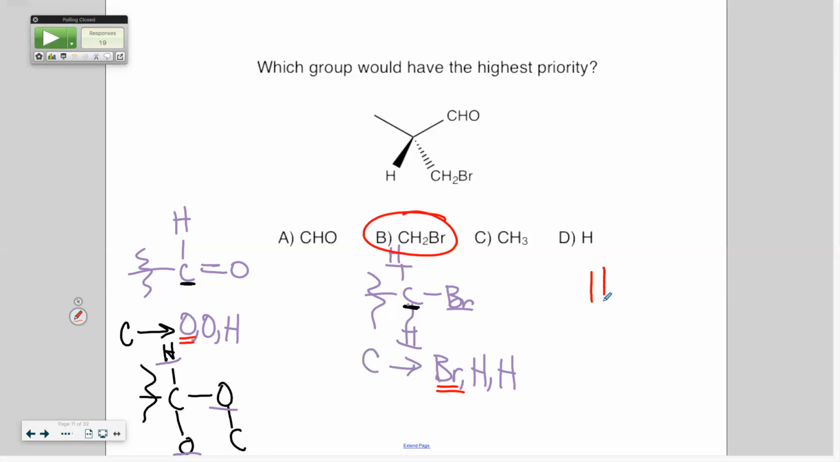But what if you had this and you had this? What is D? What is D? Anybody know? In other words, if you had that compound, is there a chiral center in it? There is. Which one is higher priority, H or D? What is D? I don't know.